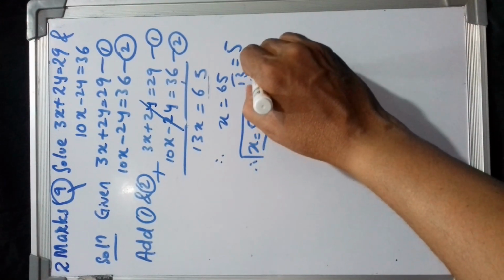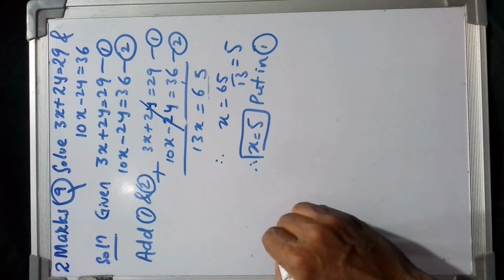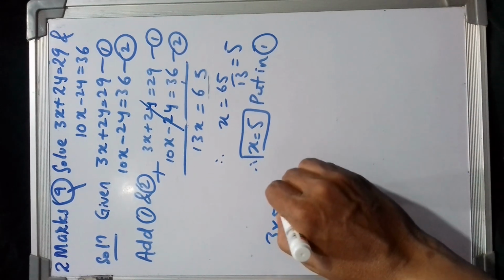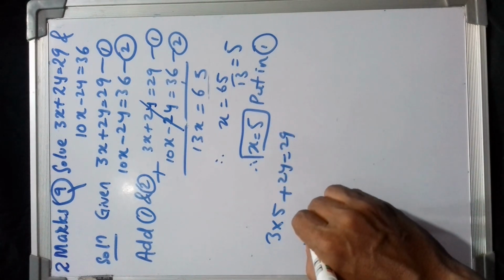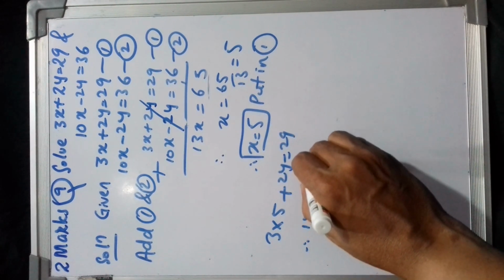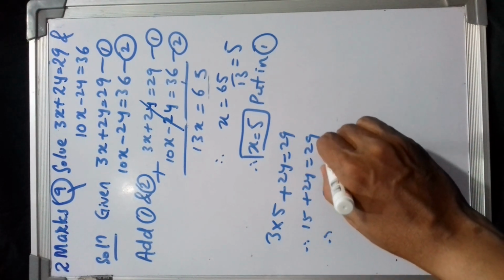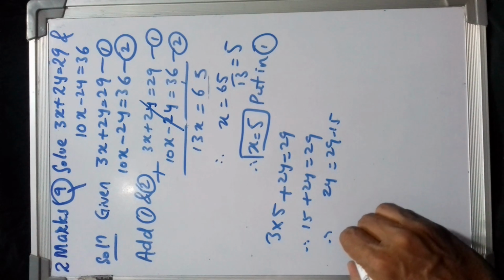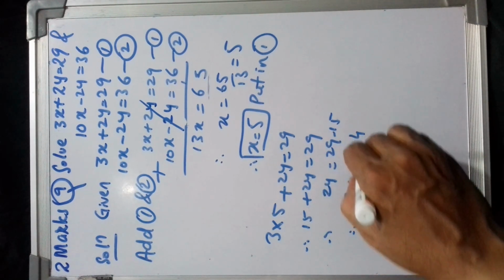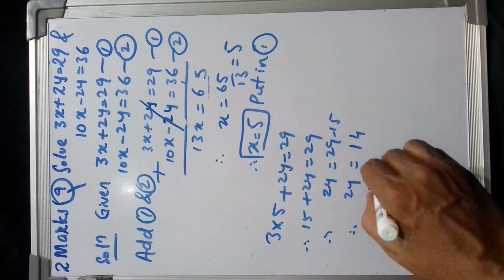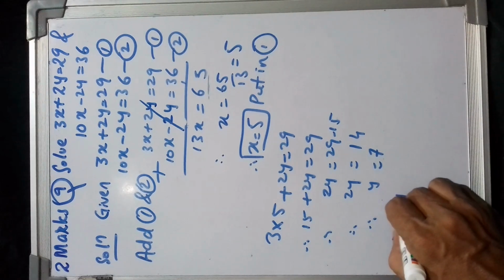Now we have to put this value in equation number 1. So 3 multiplied by 5 plus 2y is equal to 29. 15 plus 2y is equal to 29. 2y is equal to 29 minus 15. Therefore 2y is equal to 14. Therefore y is equal to 14 upon 2, that is 2 sevens are 14. Therefore y is equal to 7. So the values are x is 5 and y is 7.